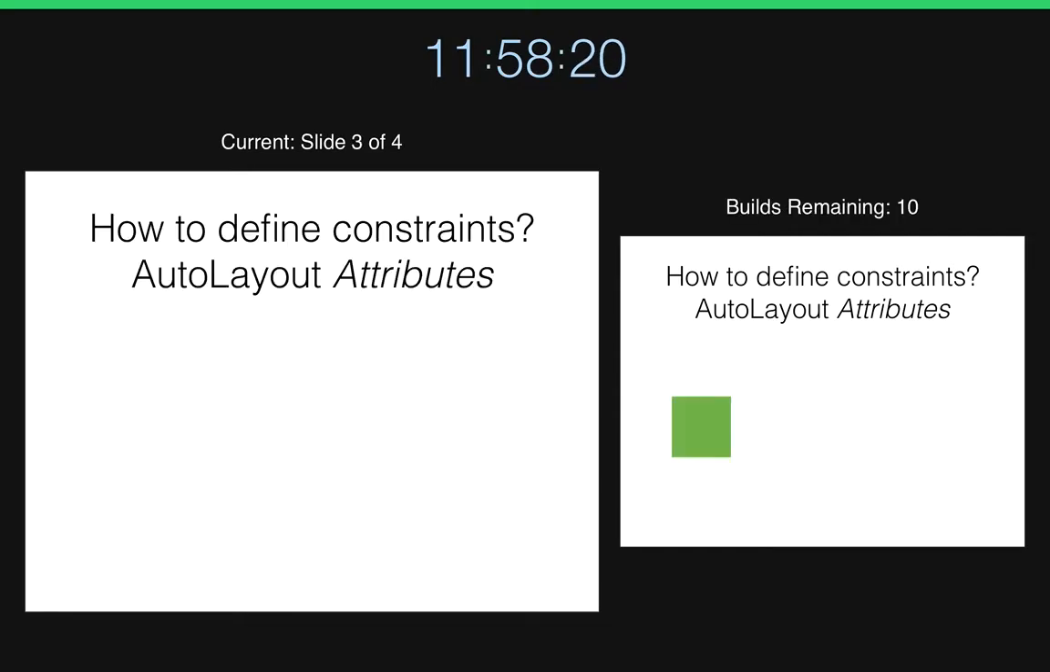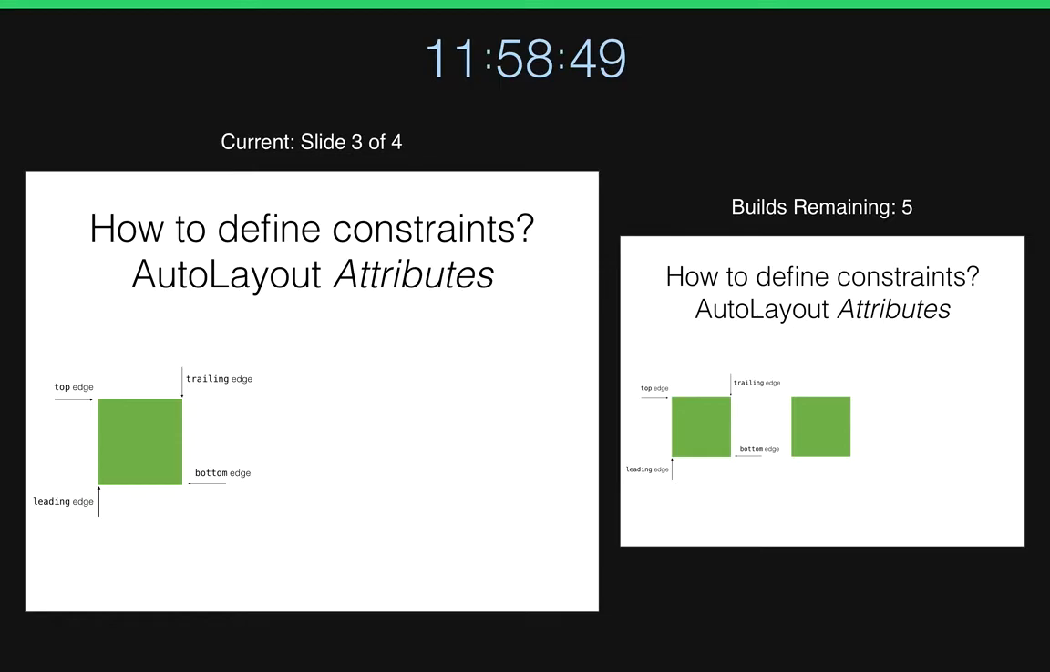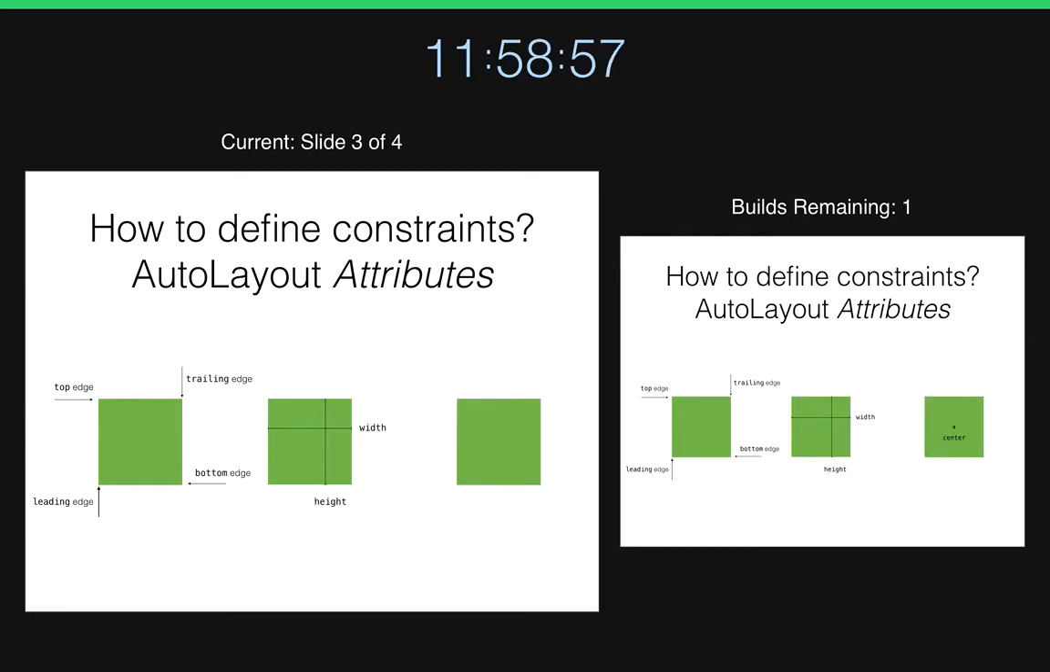All right, but how do we define constraints? Well, the answer to that is in terms of AutoLayout attributes. And these AutoLayout attributes are based on UI views. So we have 4 attributes when it comes to the edges of a UI view. So we've got the top edge, that's always the one on the top logically. Then we've got the trailing edge. Note that this is the edge on the right side. Then we've got the bottom edge on the bottom, and the leading edge, and that's the edge on the left side. Then we also have the width and the height, and then we also have the center attribute.